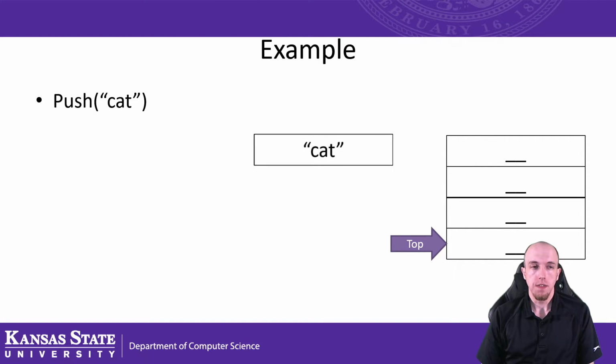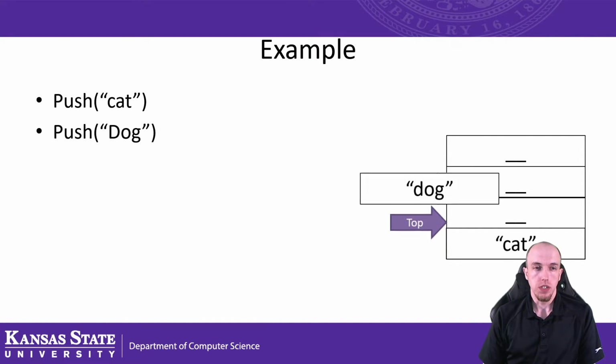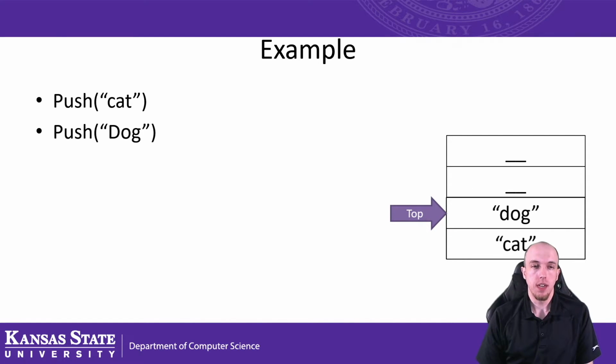So first off, let's push cat to our stack. Now when I push, I'm adding that element to the top of the stack, where the top pointer is. Next, let's push dog. Now you notice when I push dog, the top of the stack actually moves. So when I'm pushing, I'm always adding the element to the next available position in the stack, and top will move to indicate where that position actually ends up being.